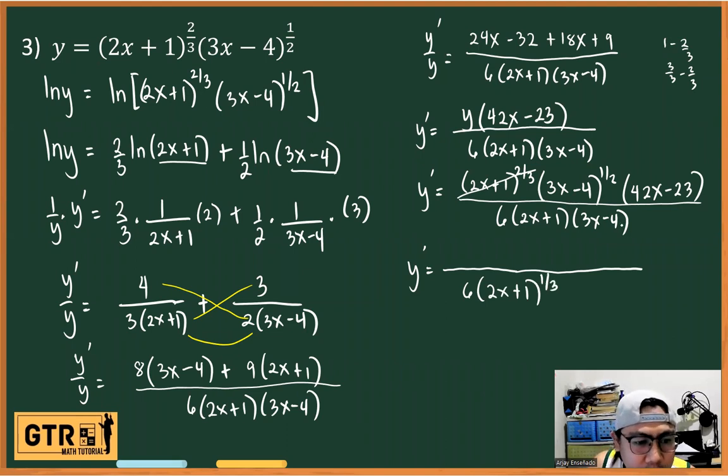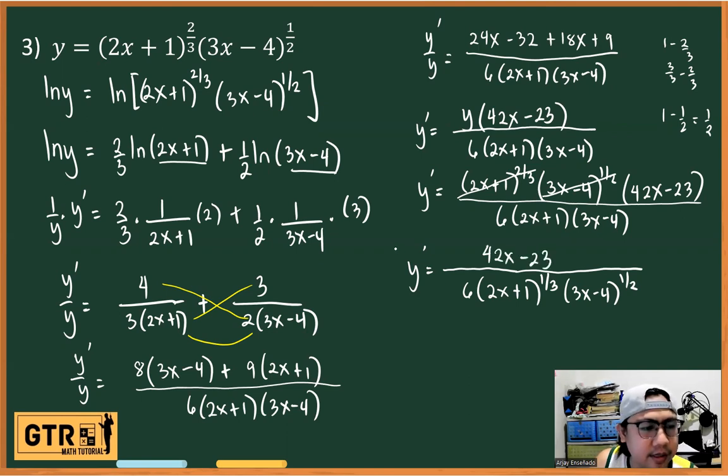And then for 3x minus 4, so we have 3x minus 4 raised to 1/2. Again, the exponent in the denominator is greater than the exponent of the numerator. So we can cancel this and then just subtract the exponent 1 minus 1/2. So 1 minus 1/2, that is equal to 1/2. So we have 3x minus 4 raised to 1/2. And then just copy this term, 42x minus 23. So this will be our final answer.